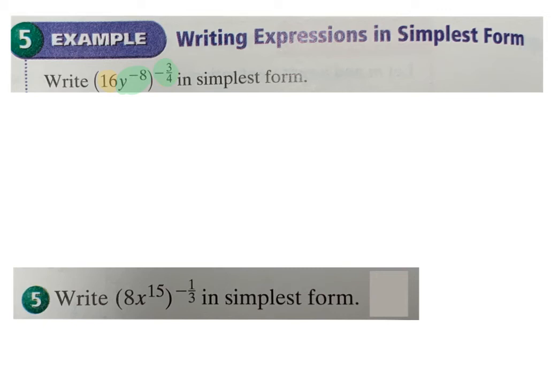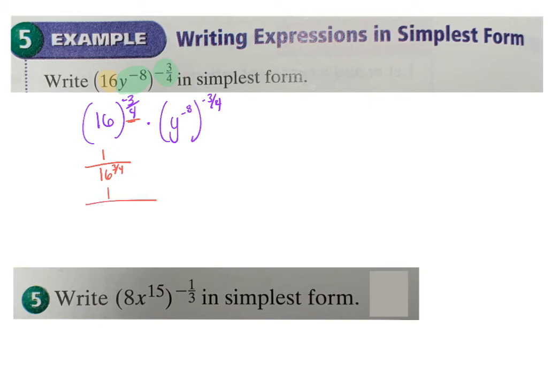So for the first one, I would say 16 to the negative 3/4 times y to the negative 8 to the negative 3/4. All right, and then I'm going to put them together. And so for 16 to the negative 3/4, it's 16 to the first power, right? 1 times negative 3/4, it's just going to be 16 to the negative 3/4. So that's going to put it in the denominator, 1 over 16 to the 3/4. All right? And then I'll put it in radical form.